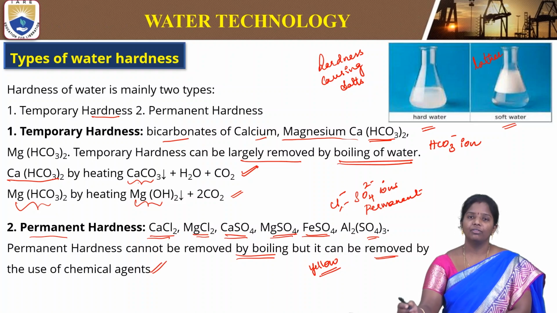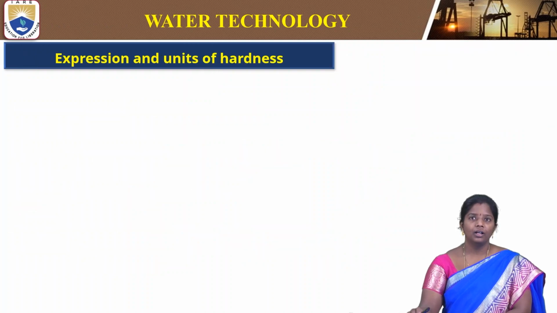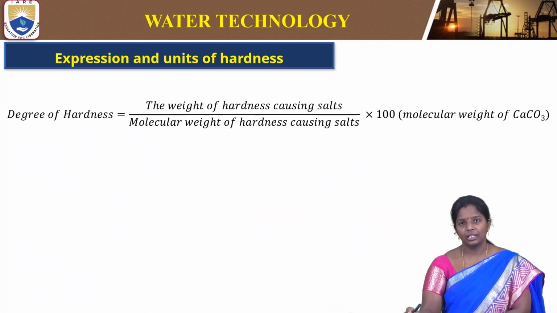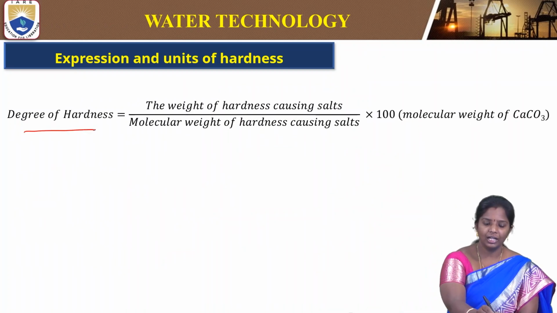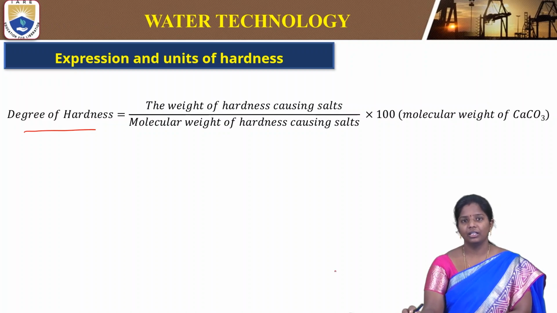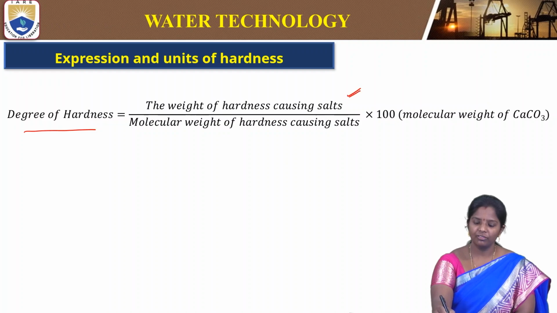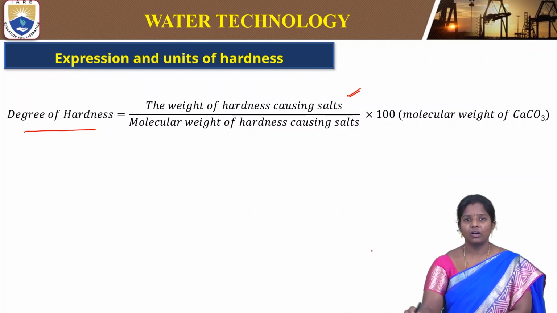Before we go for any instrumentation or manufacturing department, we have to understand that the water used should have less hardness. For that, we will be studying the hardness calculations. There are expressions that are used for the degree of hardness of any particular water. It is given by the weight of hardness causing salts.